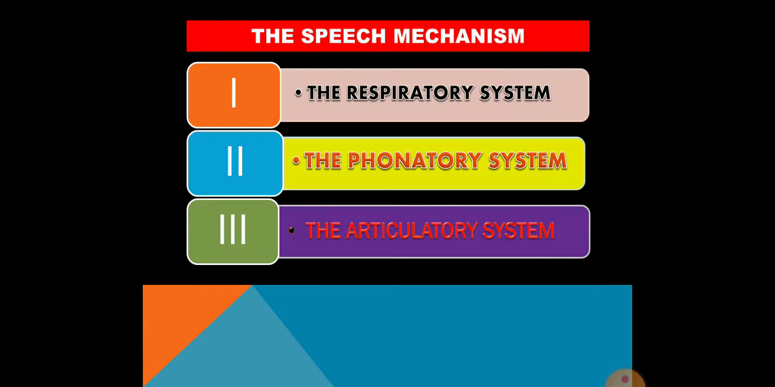So now you can see here. First is the respiratory system, then second is the phonatory system, and last is the articulatory system. So let us study these three systems one by one with the help of the diagram of the mouth which is given here.